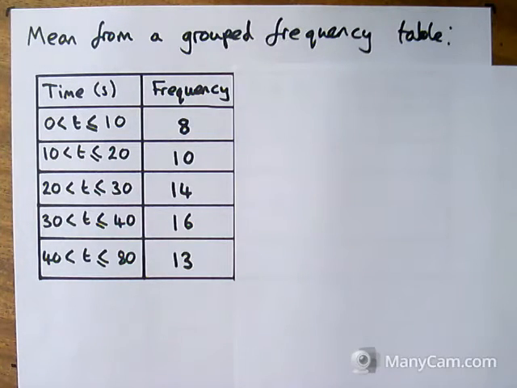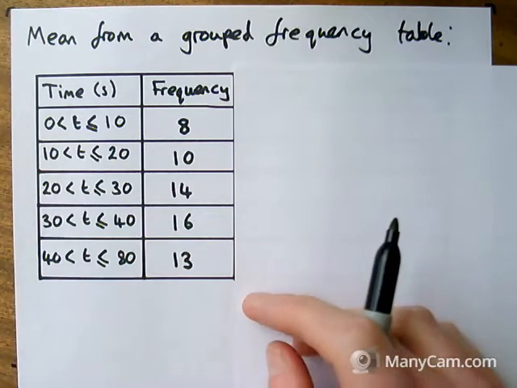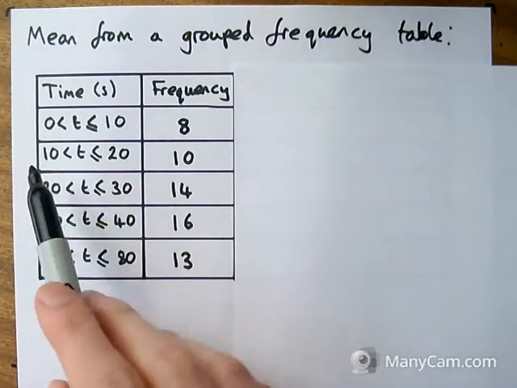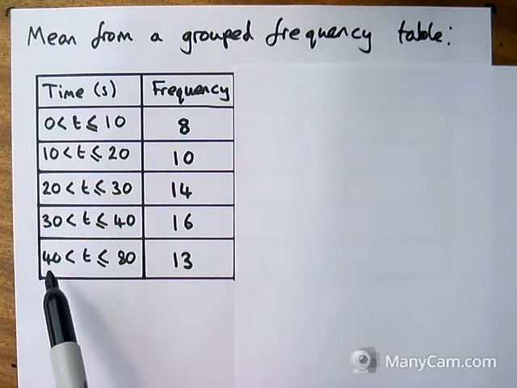In this video I'm going to show you how we can work out the mean from a grouped frequency table. So that looks very similar to the last video. We're still talking about the time, and it's grouped from 0 to 10, 10 to 20, 20 to 30, 30 to 40, and then the last one 40 to 80.